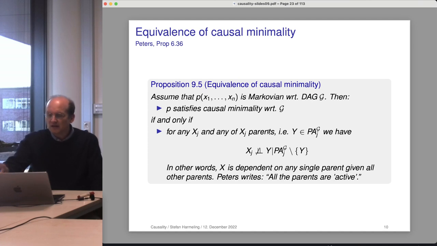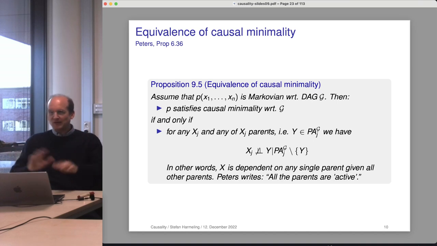But then there are equivalent things. The important thing is causal minimality; I think it's stronger than faithfulness or something. There are statements about what is a stronger statement, and one is stronger than the other. I hope I said the right thing, but I refer to the book from Peters. Anyway, the summary here is that the relationship between the distribution and the graphs is complicated.